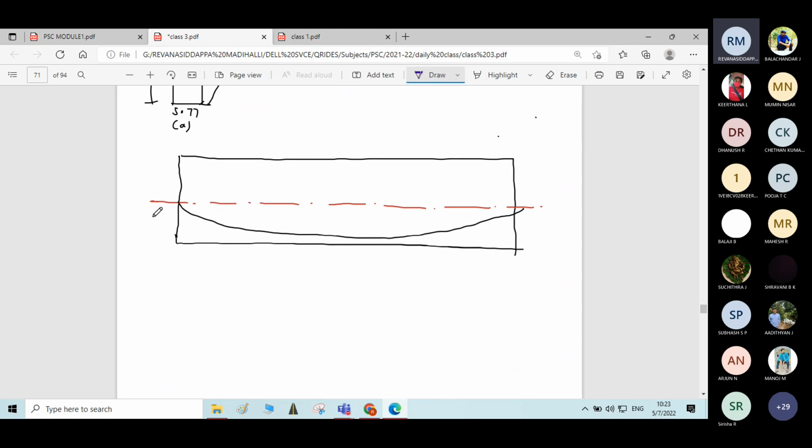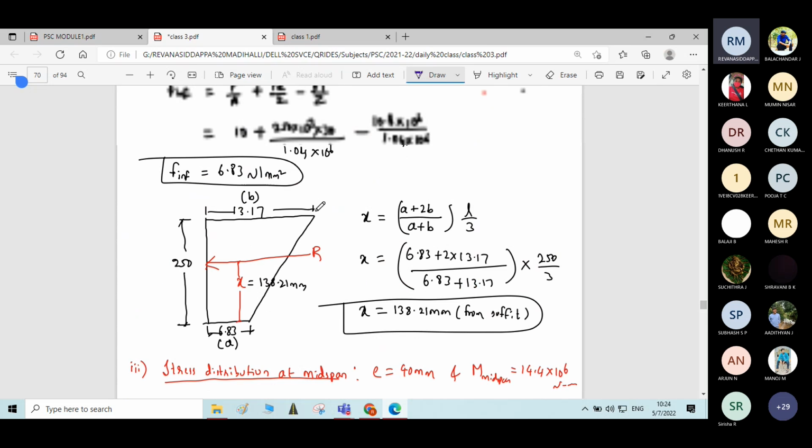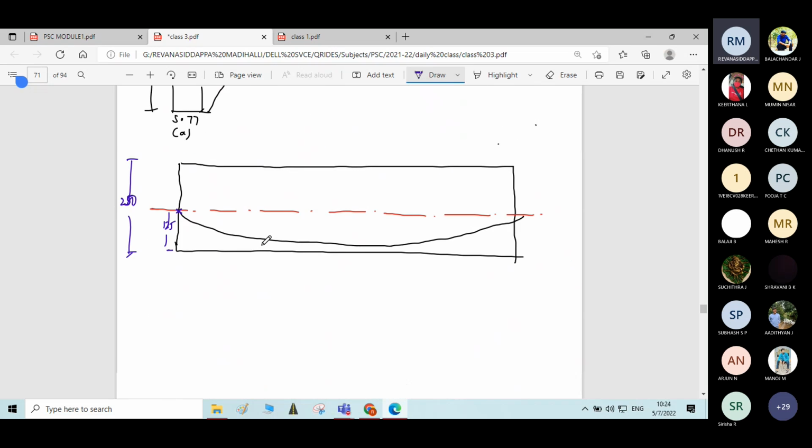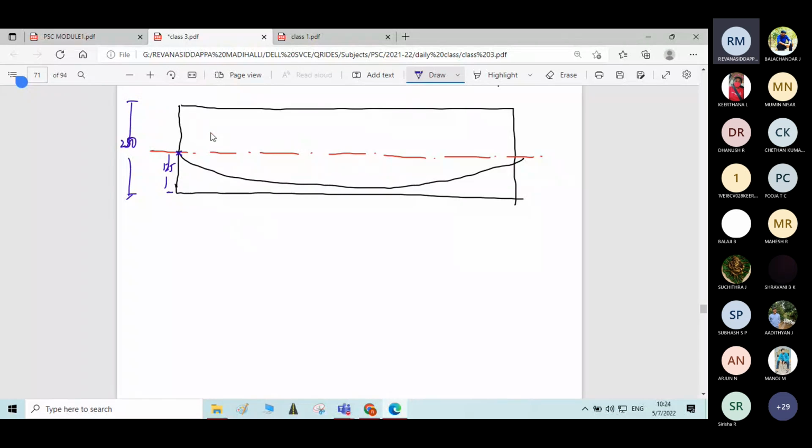125 mm from bottom means from bottom 125. Overall depth is 250 mm. Okay. So here only the thrust line will come. And at quarter span, just look into the value. At quarter span, it is 138.21. 138.21 means somewhere here.